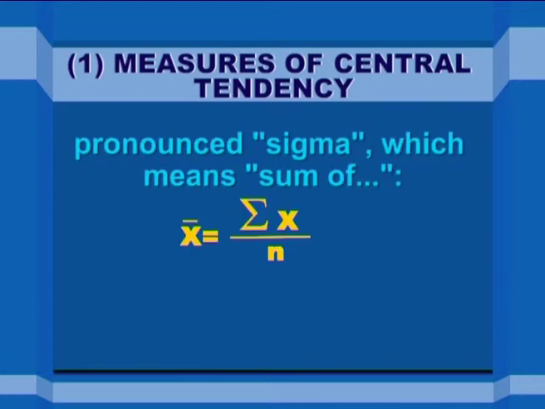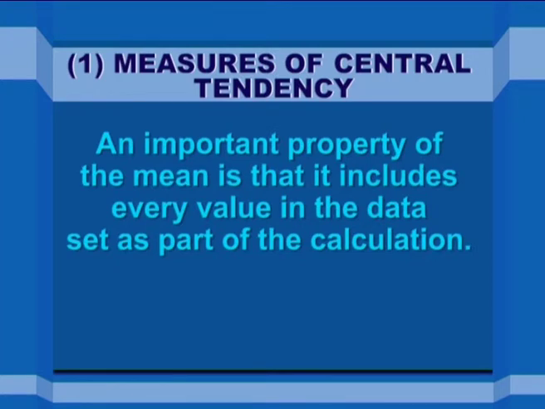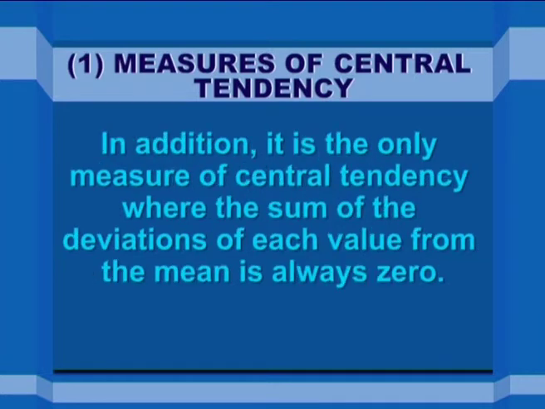One of the important properties of the mean is that it minimizes error in the prediction of any one value in your data set. An important property of the mean is that it includes every value in the data set as a part of its calculation. In addition, it is the only measure of central tendency where the sum of the deviations of each value from the mean is always 0.